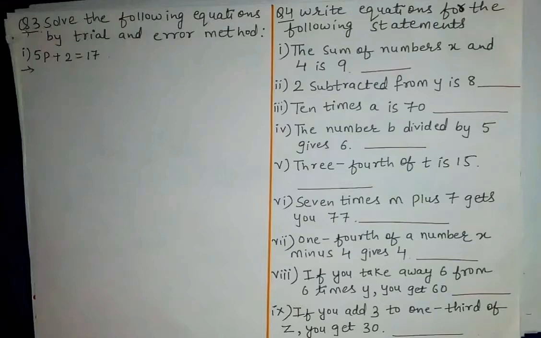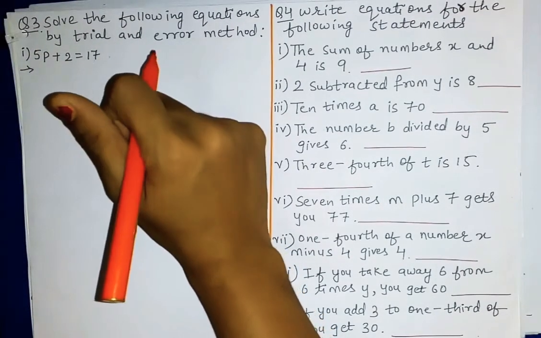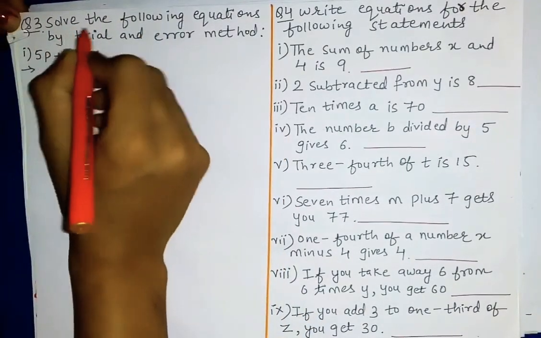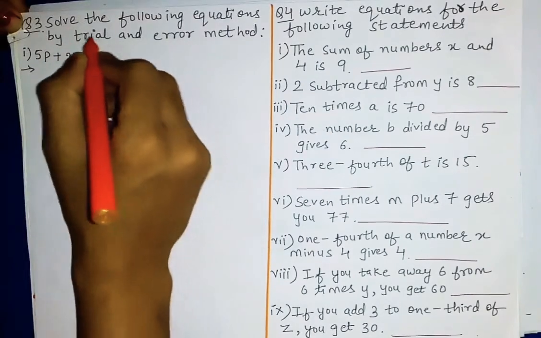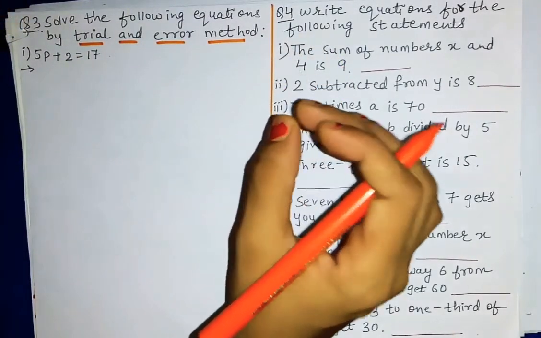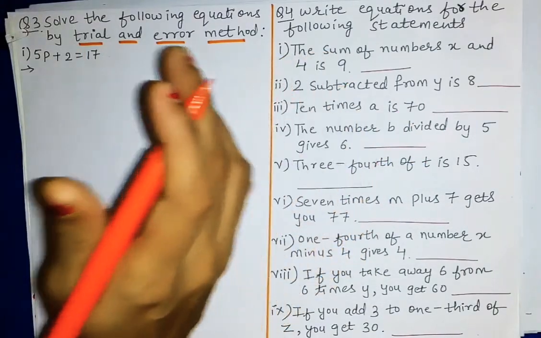Hello students, now we will see question number 3 of exercise 4.1. So let us start. Question number 3 is: solve the following equation by trial and error method. Now in the introduction video we have seen a short intro of this trial and error method.